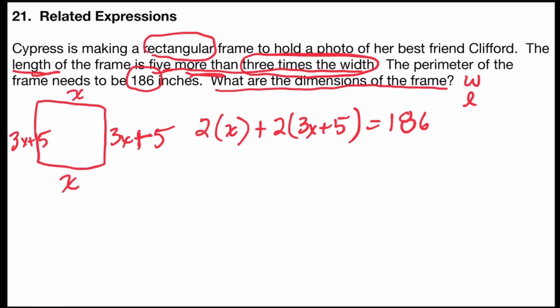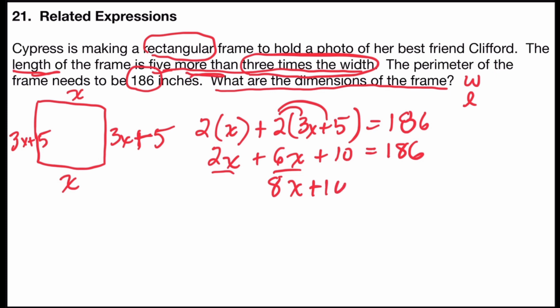Now I'm going to solve the equation. The left side needs to be simplified. 2 times x is 2x, and I have a distributive property. 2 times 3x is 6x, and 2 times 5 is 10. That will still be equal to 186. Now I'm going to combine like terms. 2x plus 6x is 8x plus 10, which is equal to 186.